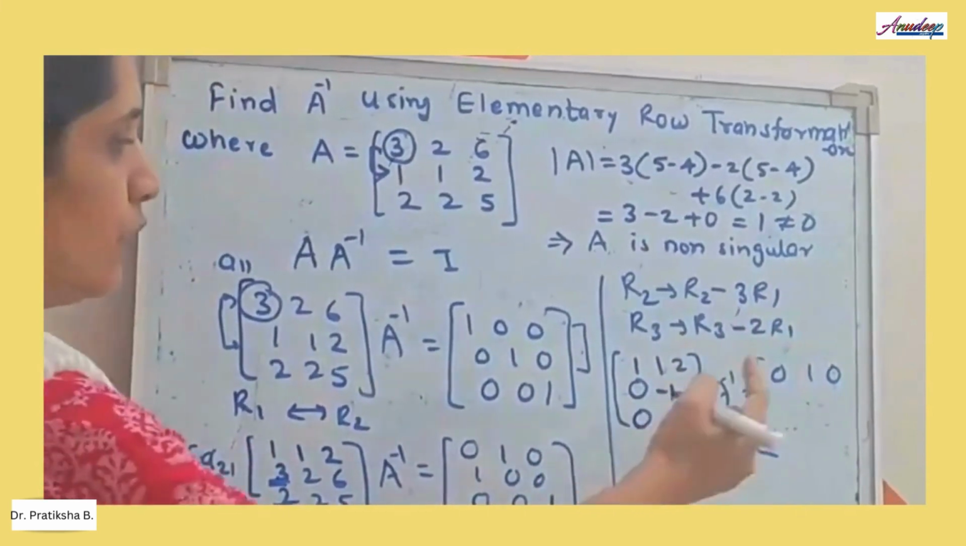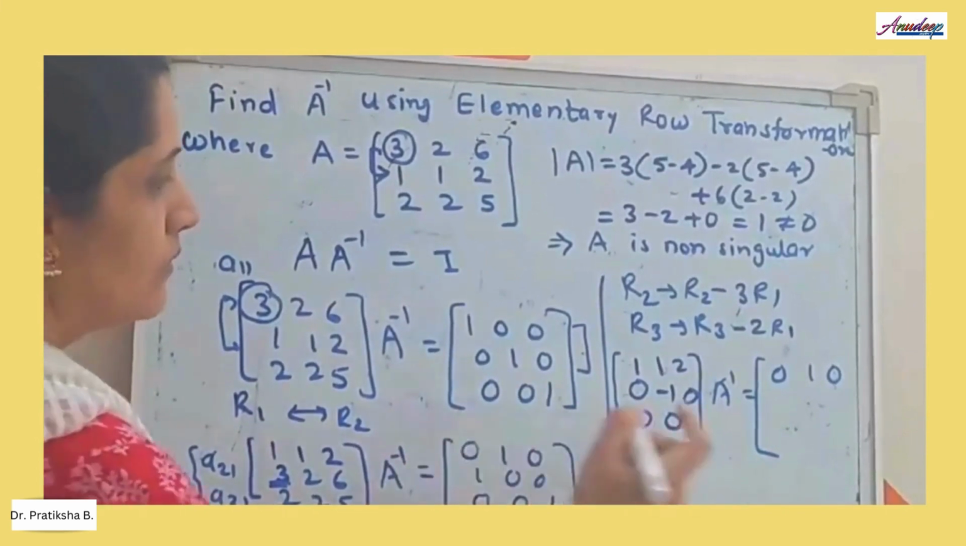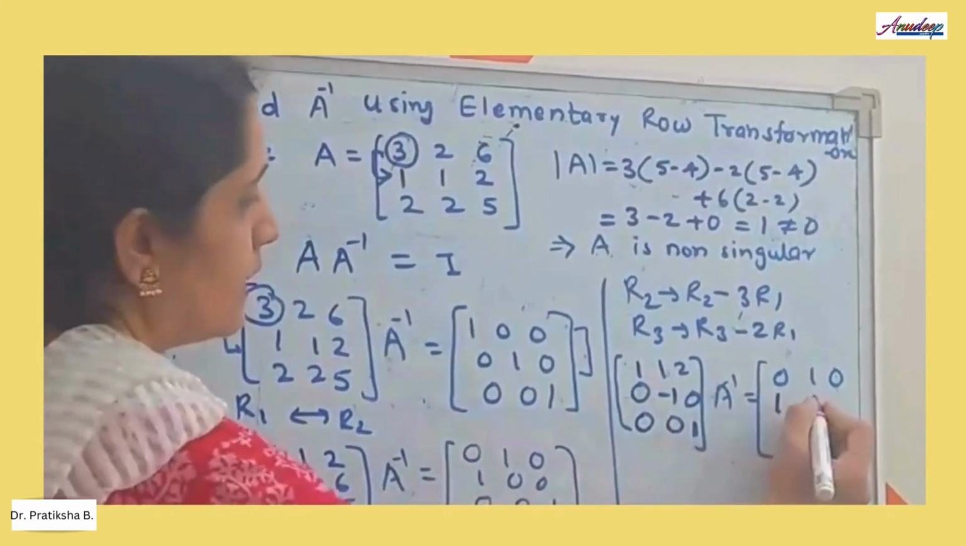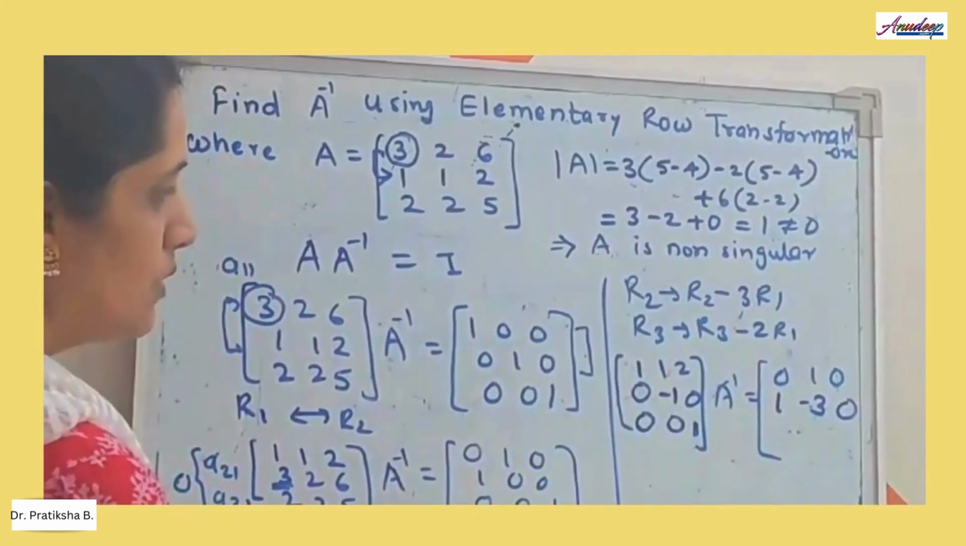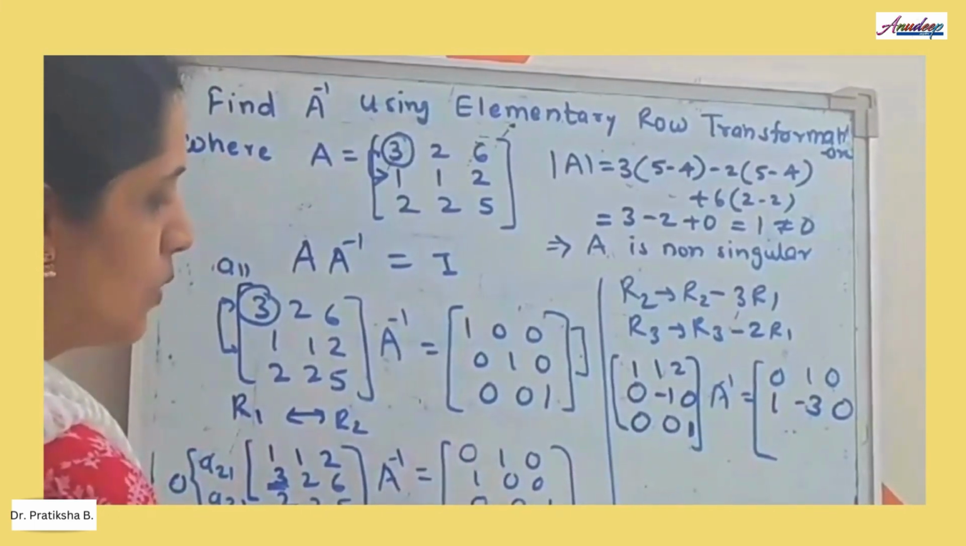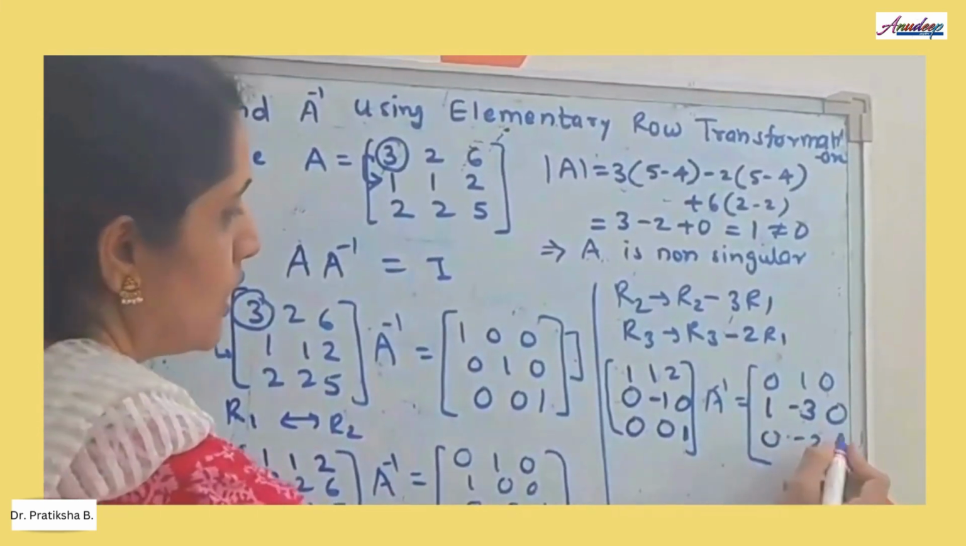Same operation we have to perform on the right hand side. So here it will be R2 minus 3 times R1: 0, then 1 as it is, then 0 minus 3, which is minus 3. Now for R3, the first element is 0 minus 2 times R1, so 0 minus 2, that is minus 2, then 1 as it is, and lastly, 1 minus 2 times R1, that is 1.